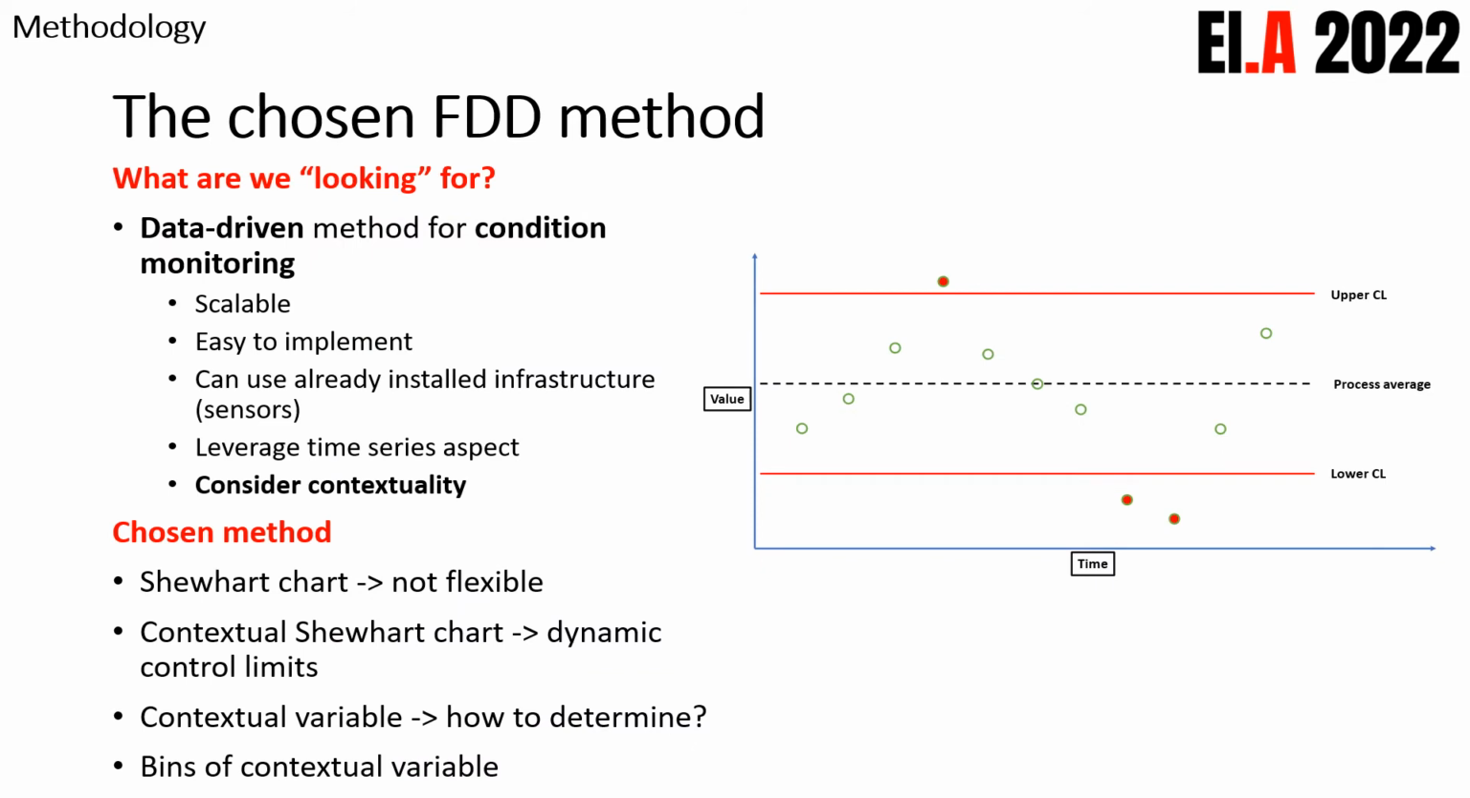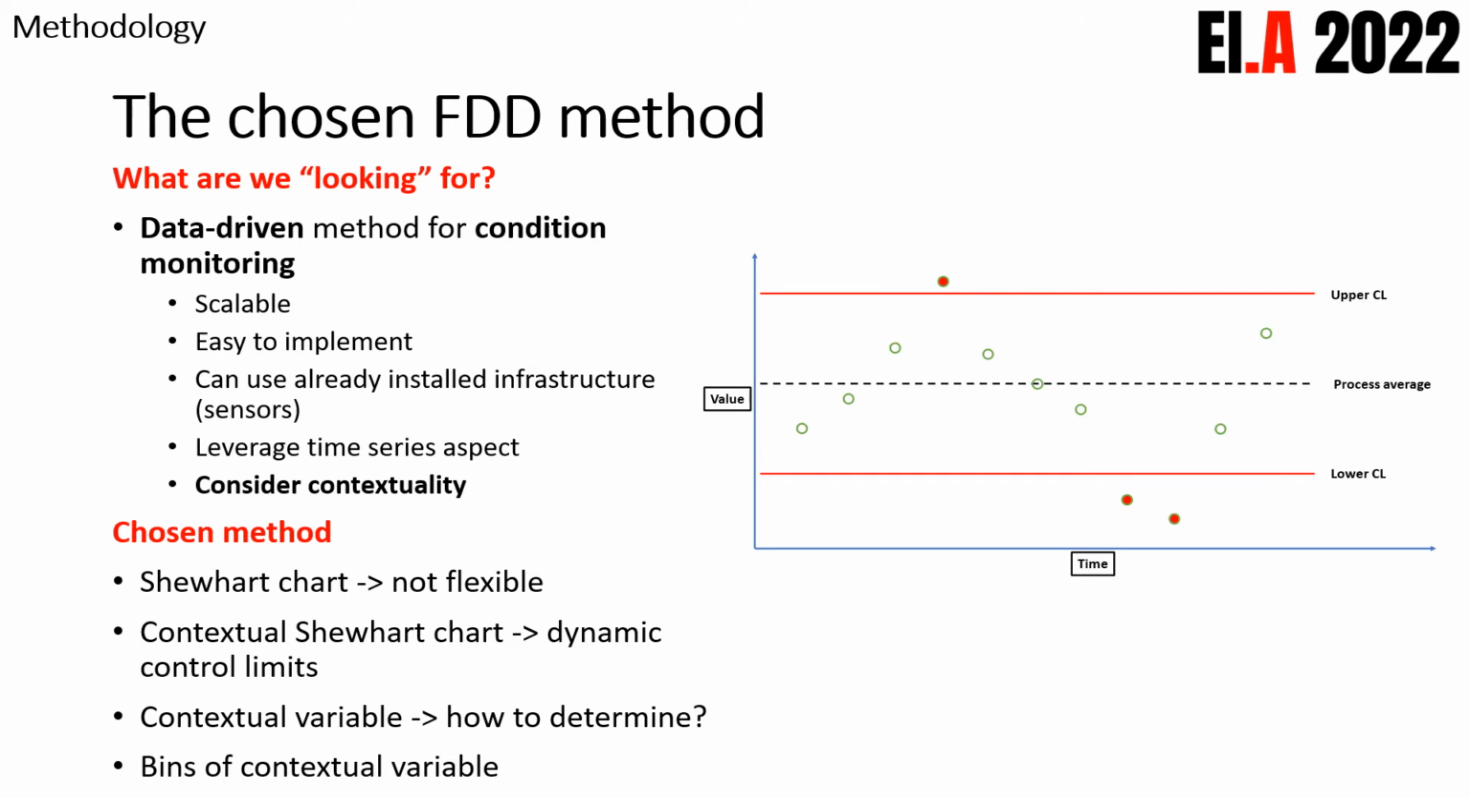Now that we've talked about context, there are also some other things that we are looking for when choosing the method that we want to use for fault detection. One of the things is that it's scalable, so you can scale it up to many other systems or subsystems. Another is that it's easy to implement, that it doesn't take much change to apply it from a subsystem to consumers, perhaps consumer data. It also uses already installed infrastructure, and then of course we consider the contextuality of the system.